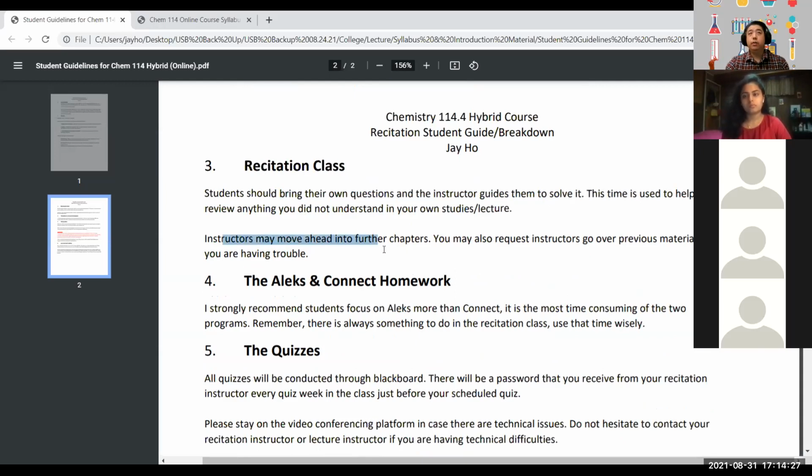Okay. Now, your instructors may move ahead into further chapters, especially if your class as a whole feels comfortable with it. Let's say I'm on chapter 13 and you happen to all understand chapter 13. And your recitation instructor says, okay, let's move to chapter 16. Get a head start. So by the time you hear it in my lecture, you already know what's going to be expected, okay?